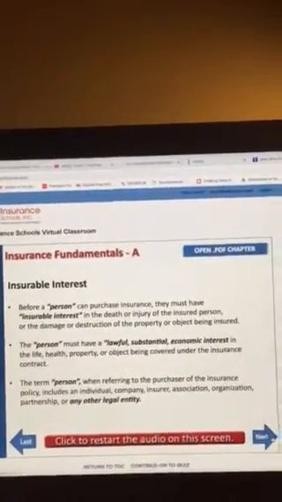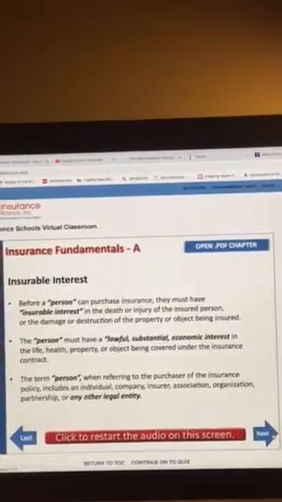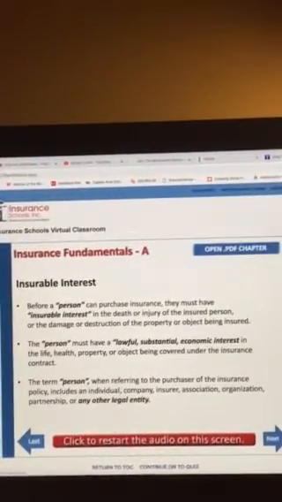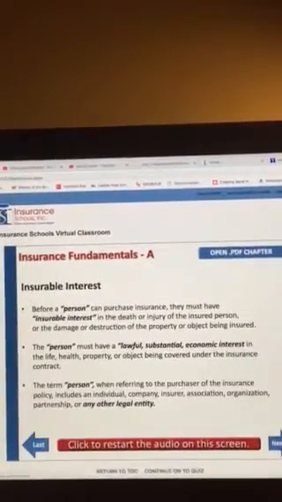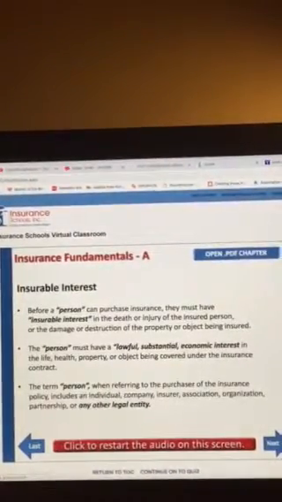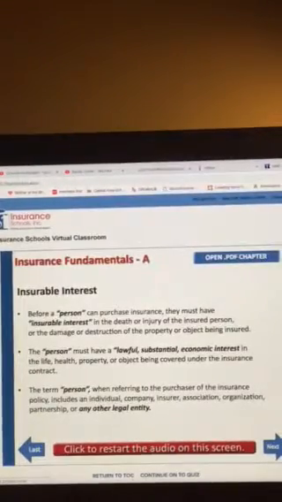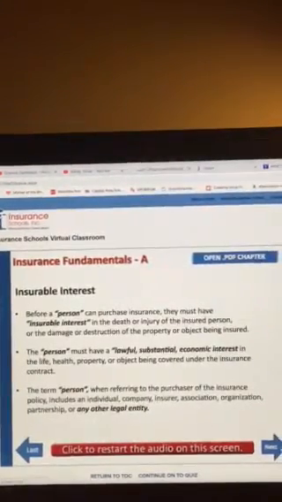Before a person can purchase insurance, they must have insurable interest in the death or injury of the insured person, or the damage or destruction of the property or object being insured. So that would mean that the person must have a lawful, substantial, economic interest in the life, health, property, or object being covered under the insurance contract.